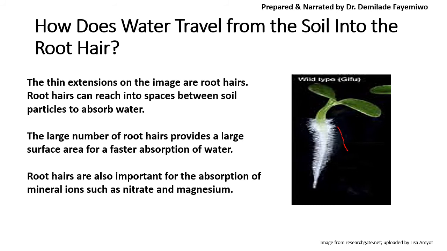So if you look at this image here, this is an image that was uploaded by a researcher on researchgate.net. So you can see her name there, Lisa Amiot. And this image here just shows you how microscopic root hairs can look. So plants are able to get their water by extending these thin extensions into the soil and absorbing water from spaces that are in between the soil particles.